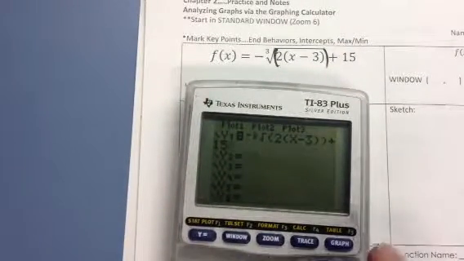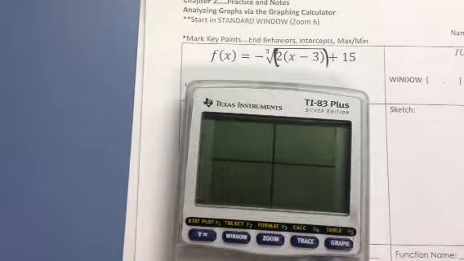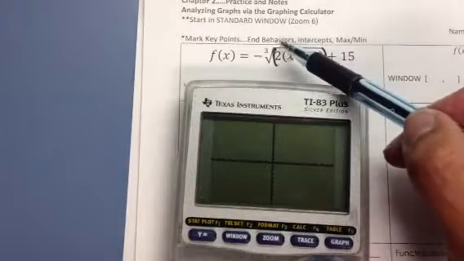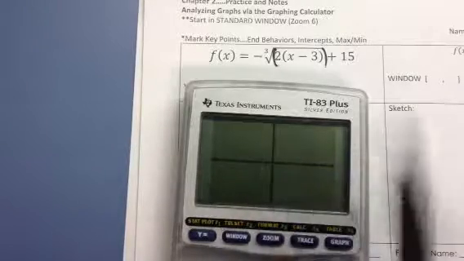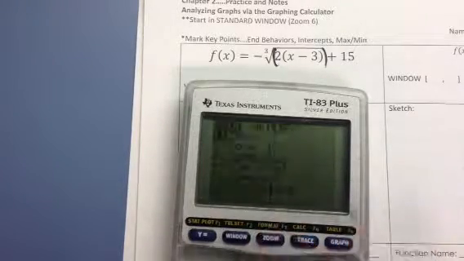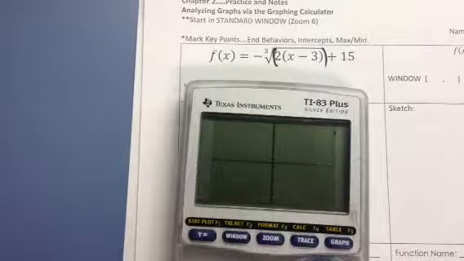So first thing I'm going to do is graph it. I'm going to start with the standard window, zoom 6. And I do need to mark my end behaviors, my intercepts, my max, my min. And believe it or not, this graphed. We just can't see it in this window. So what I'm going to do is zoom, and I'm going to do fit, which is 0. And here it starts to fit.